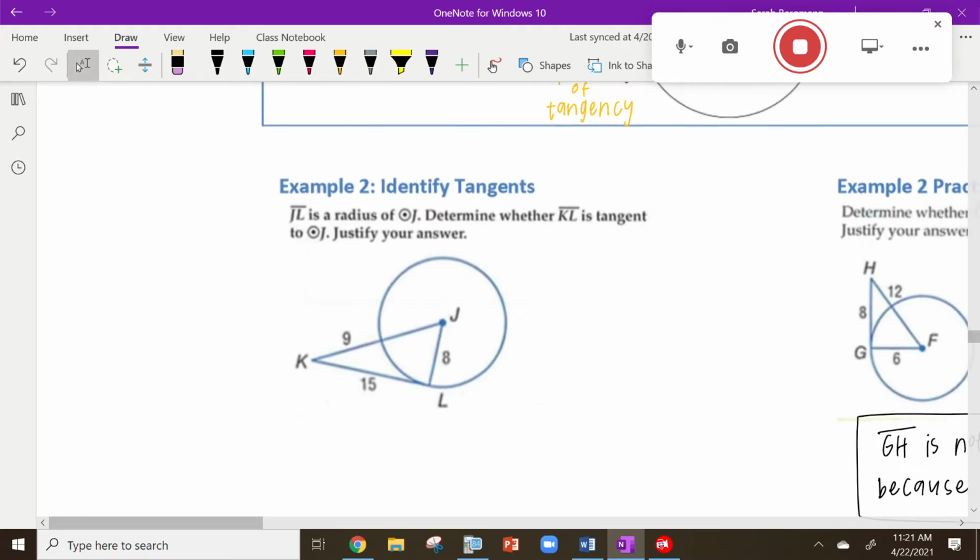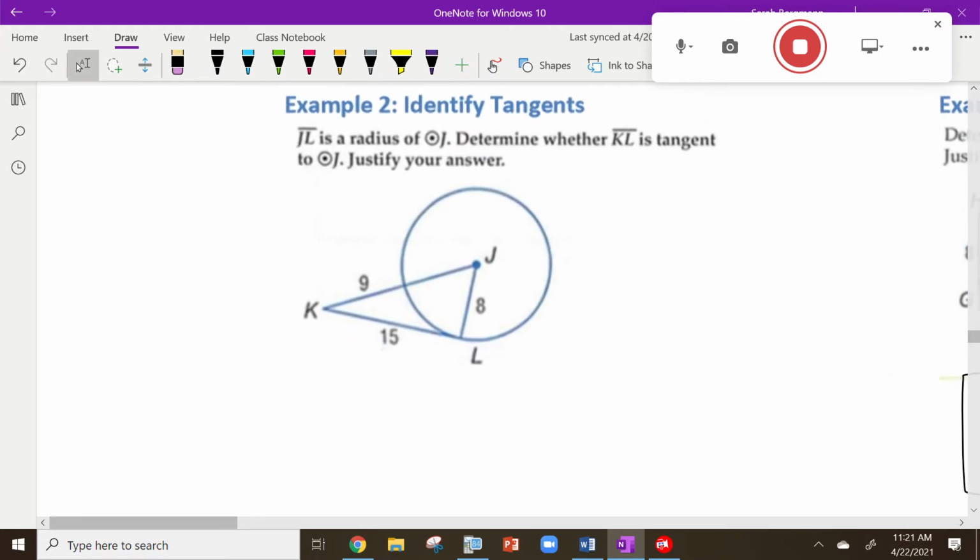So let's say we wanted to identify tangent lines. It says segment JL is a radius of circle J. Determine whether segment KL is tangent to circle J and justify your answer. So if segment KL is perpendicular to the radius, then angle L should be a right angle. How can we test if this is a right angle? We could check the Pythagorean theorem. So what we're going to do is 8 squared plus 15 squared and see, is that equal to 9 plus 8, squared?